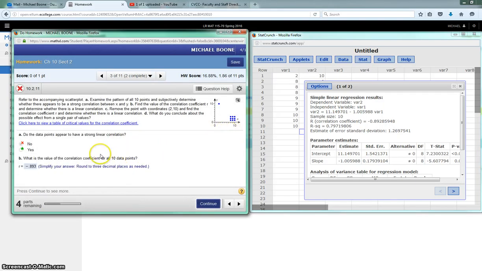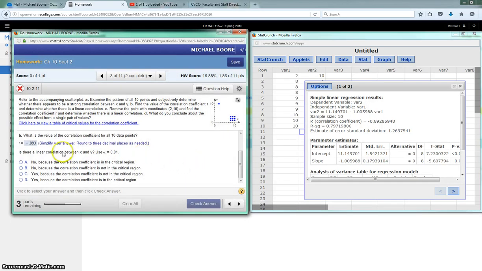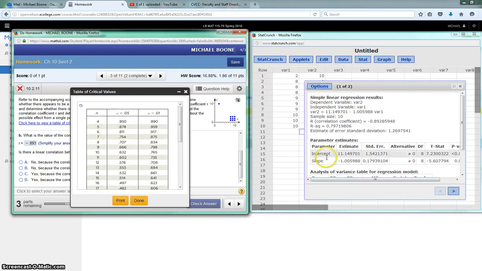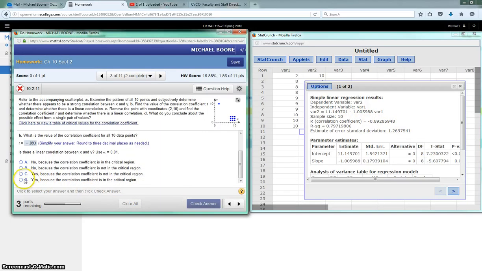And then it asks, is there a linear correlation between x and y? So I'm going to look at the table. Again, I had 10 points, so I look at 10, and I'm above both of those. So I am good, because I just look at the absolute value of the correlation coefficient. So yes.